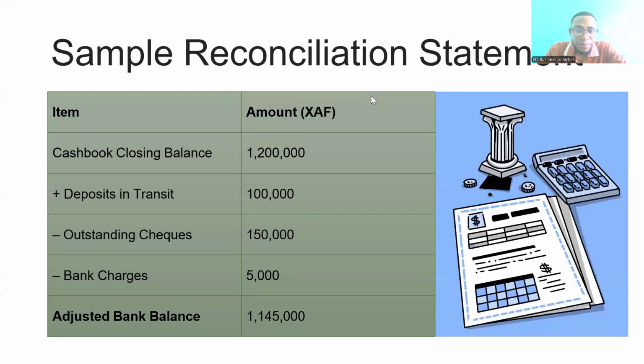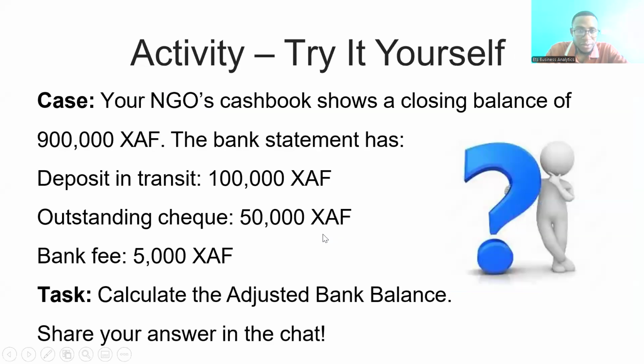Sample reconciliation statement. Cash book closing balance, 1.2 million. Deposit in transit, 100,000. Outstanding checks, 150,000. Bank charges, 5,000. Then the adjusted balance. So if you take 1.2 million, and subtract this one, then subtract this one, and then subtract this one too, you're going to have this, right? So it's very, very important for you to do this. This is mostly for accountants.